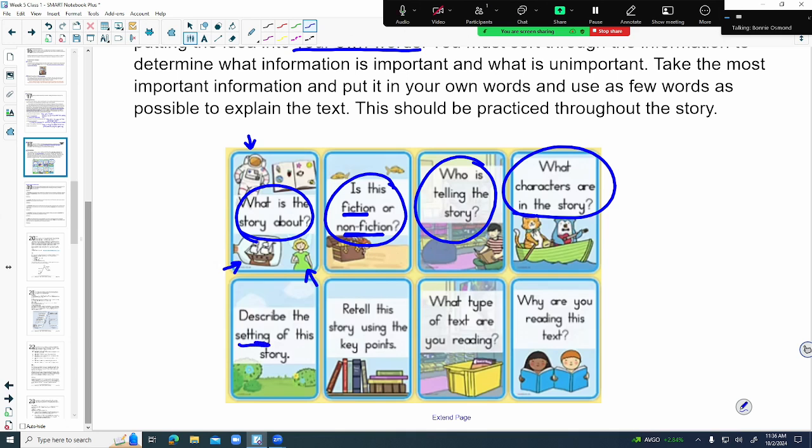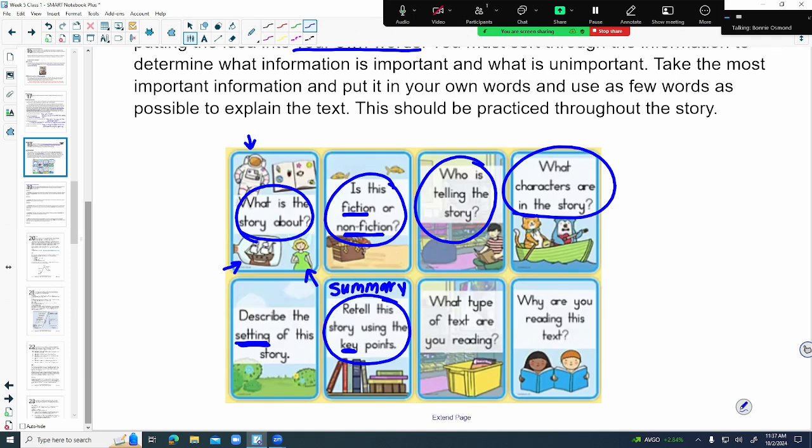Describe the setting of the story. So the setting is where and when the story takes place. So is it happening today? Did it happen during the Stone Age? Is it somewhere in space? Okay, that type of thing. When and where. Retell the story using the key points. Okay, so basically this is summarizing, writing a summary. When you retell the story using the key points, the main points, you don't want to give all the details, just the main things.